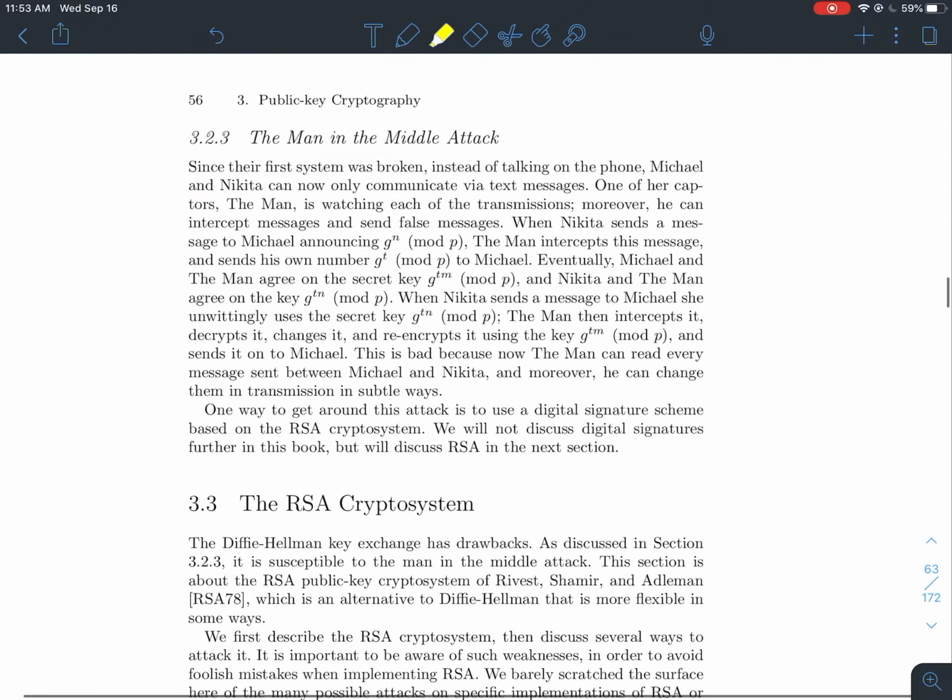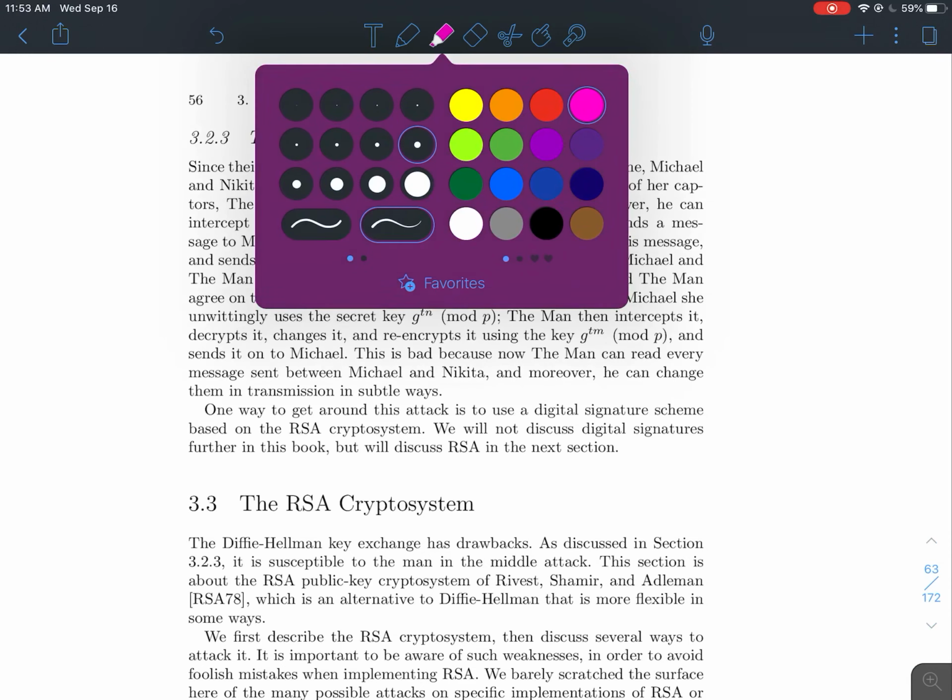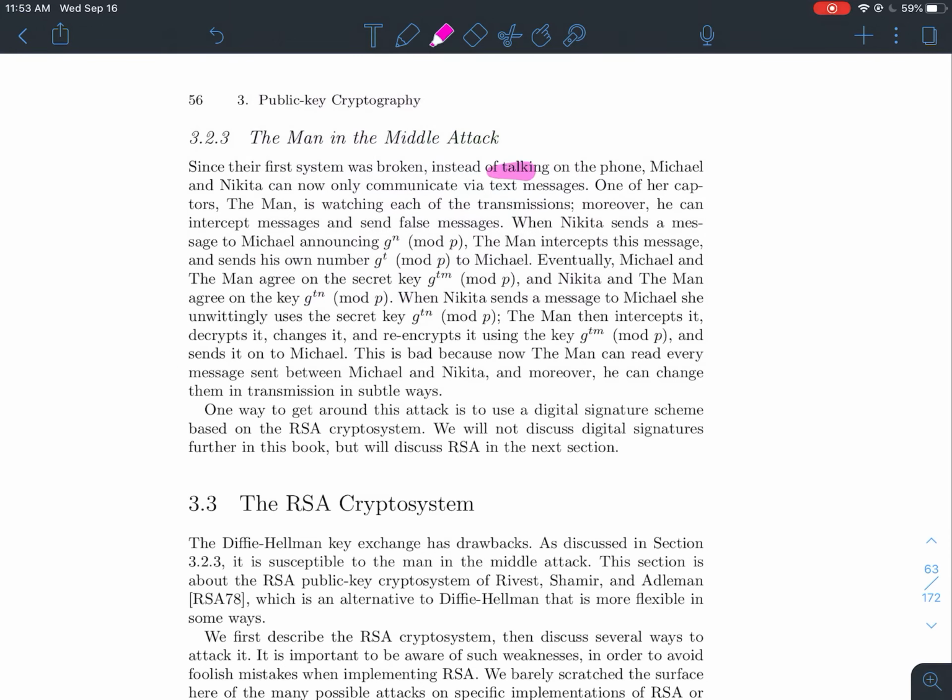Now, the Diffie-Hellman key exchange is susceptible to what's called the man-in-the-middle attack. I'll try to draw you a picture about that in a moment, but so far I like how the setting goes here. So instead of talking on the phone, they're going to communicate by, like, text messages, say. But the eavesdropper, which we'll call the man, is going to watch each of the transmissions, and he can intercept messages and he can send false messages. And so how is he going to do that?